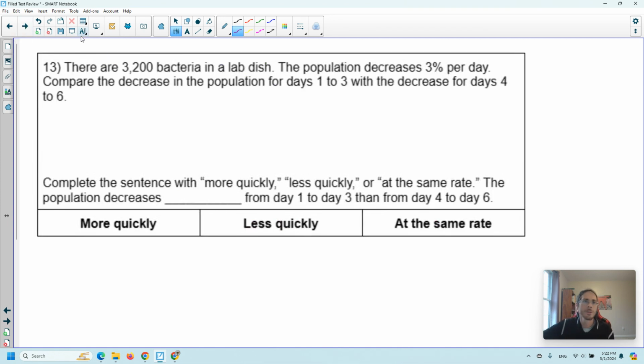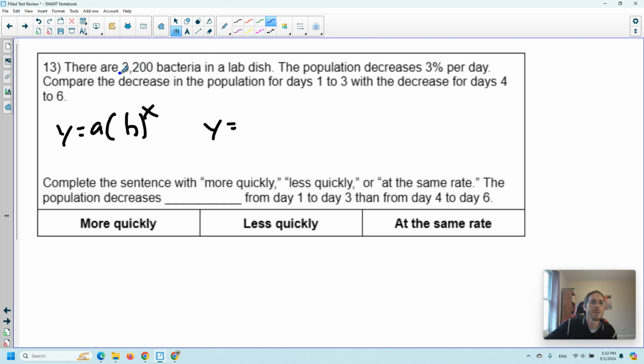For 13, there are 3,200 bacteria in the lab dish. Population decreases by 3% per day. Compare the decrease in the population for days 1 to 3 with the decrease from 4 to 6. To do that, we just complete the sentence with more quickly, less quickly, or same rate. So let's get our equation set up. We're going to use the equation y equals a times b to the x. Probably not a surprise at this point.